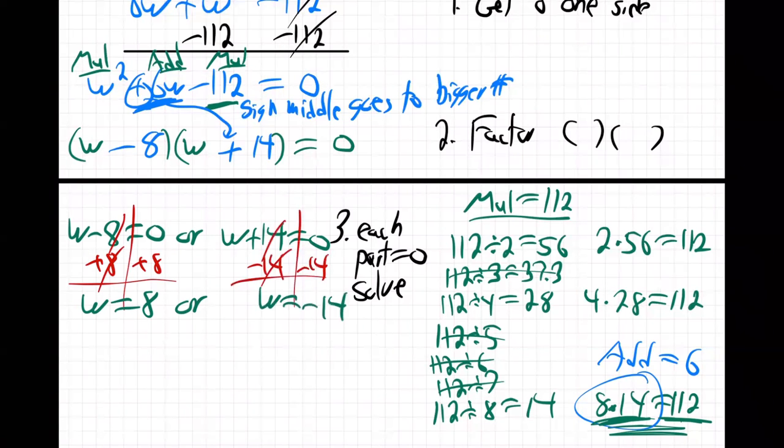So we got 2 possible answers now. We did all that work, and we've got 2 possible answers for the width. The width could be 8, or the width could be negative 14. That's baloney, isn't it? You ever measured a rectangle? Yeah, how big was that rectangle? It was negative 14. It was the weirdest thing. No, that can't be.